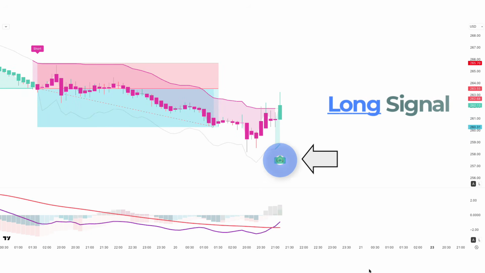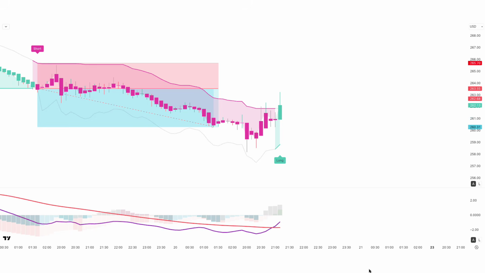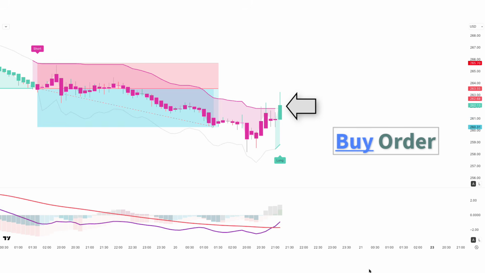Here, the Trend-Following Volatility Trail arrow of this indicator is a long signal. Here, the purple line of Zero Lag Multi-Time Frame is above the red line. Here, the market has made a bullish candle to give confirmation. So all our conditions are being fulfilled, so we are placing an order to buy.